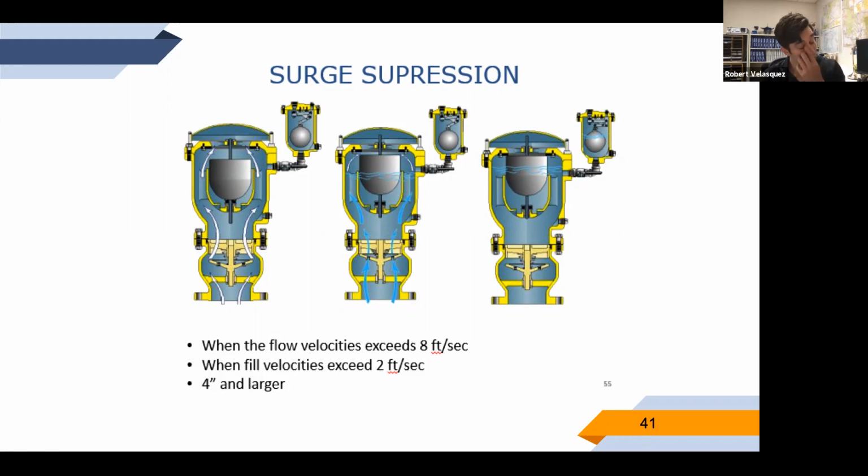But then when the surge comes back and velocities exceed 8 feet per second, then this check feature here at the bottom will close, and it'll force air to go through the orifices that are inside of it, slowing down how fast the air can exit, providing that suppressing effect, that cushioning effect for the surge. So that is one version.